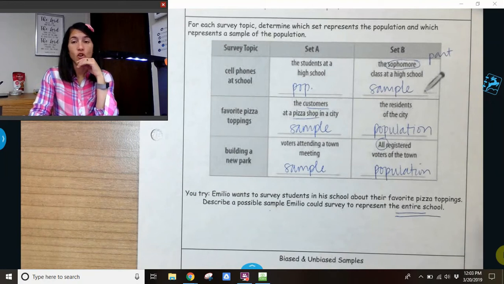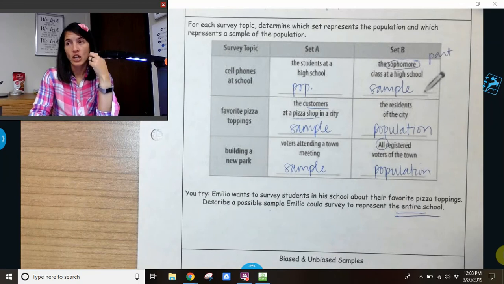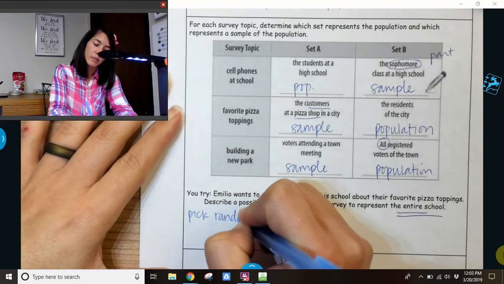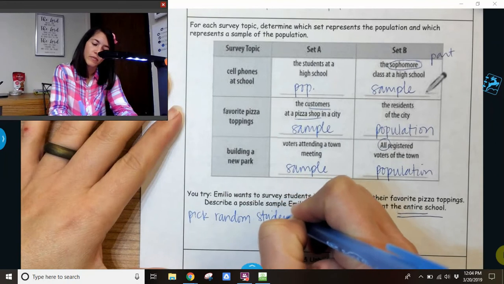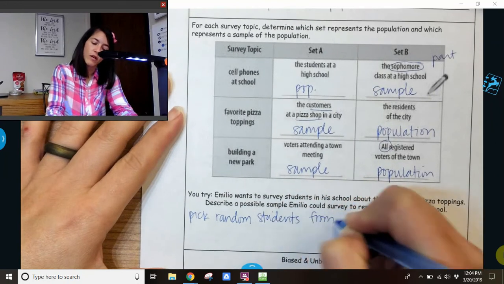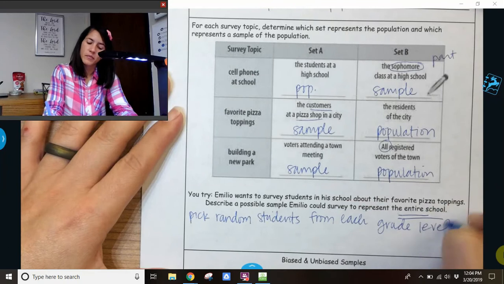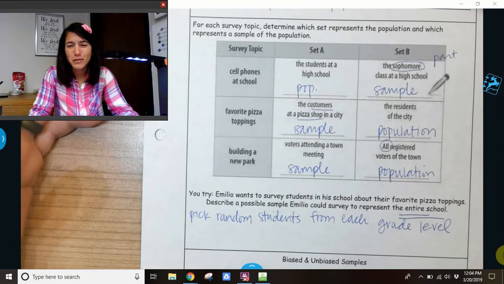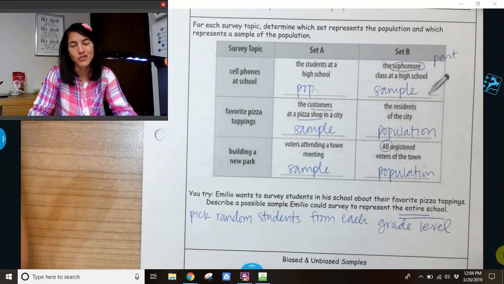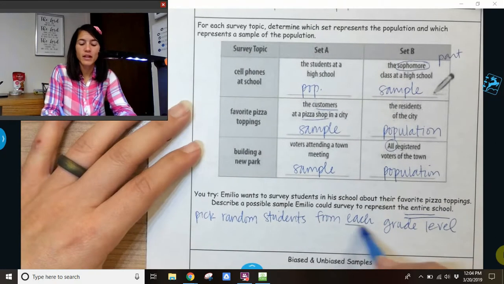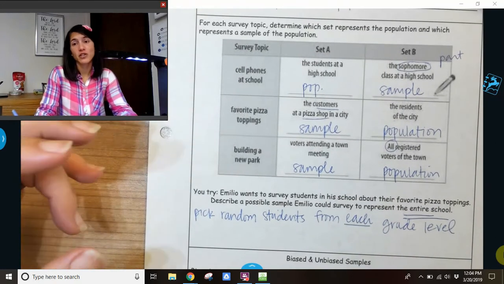Now, there's not just one correct answer. I probably would say he could pick random students from each grade level. And we don't know how many students go to school. We don't know how many grades we're talking about. This is just very vague. He could pick random students from each grade level. That way he's getting a representation from each.